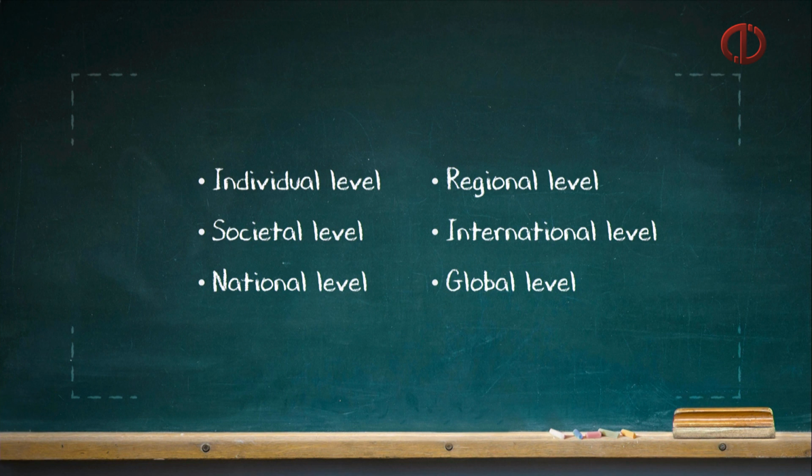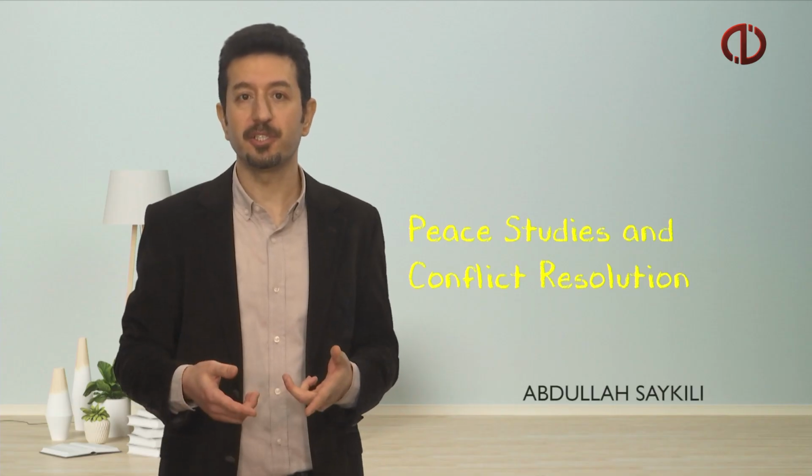It is possible to explain, analyze, and understand the international security in 6 levels: individual level, societal level, national level, regional level, international level, and finally, global level. Now, we can move on to peace studies and conflict resolution.